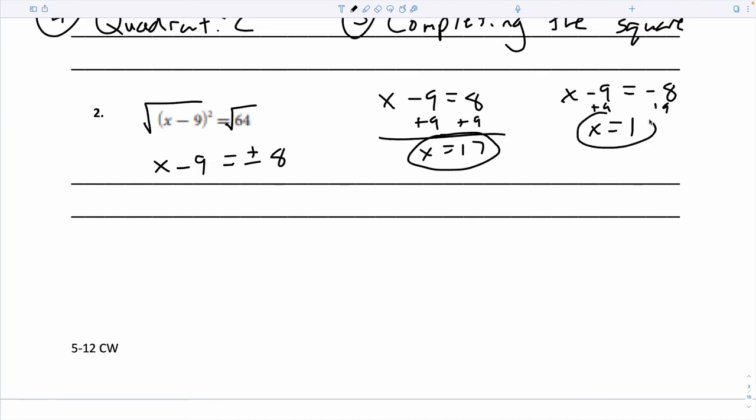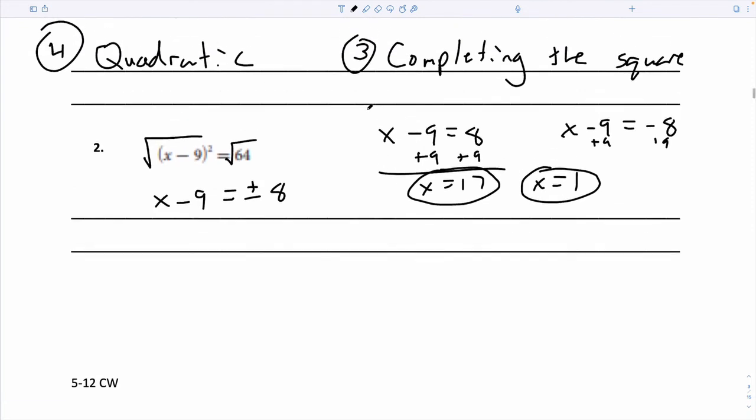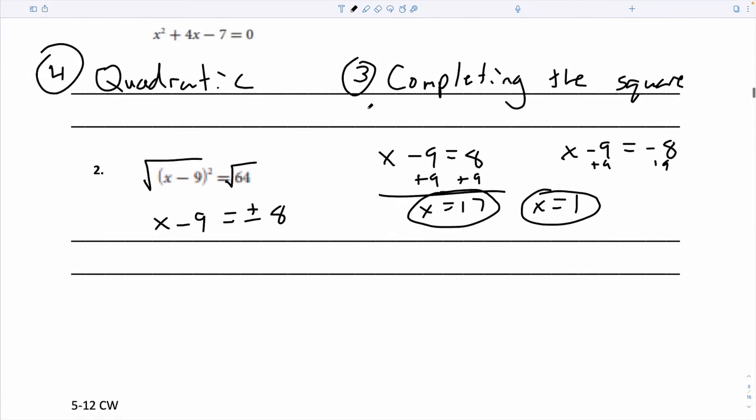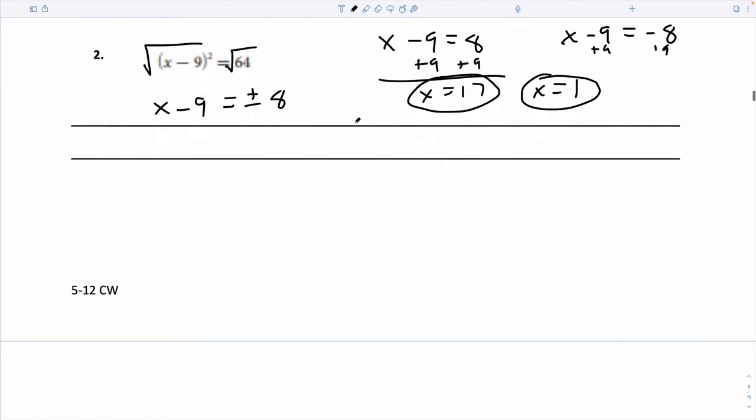Question? I did that really quickly. Yeah. Like, what if, can you take the square root of a number that isn't square rootable? You can. It gives you a decimal. Yeah, you can. So let's say it was this, like 71. Yeah, you could do that.